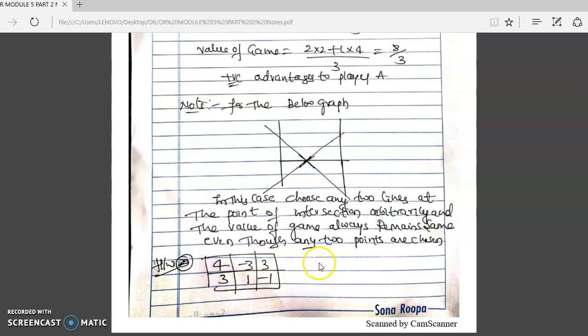So this completes the game theory concept of module 5. The next part of module 5 is metaheuristics. Metaheuristics contains three concepts. The first concept is the tabu search algorithm. The second concept is the genetic algorithm. The third concept is the simulated annealing algorithm.